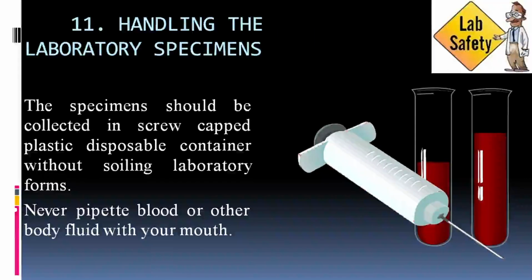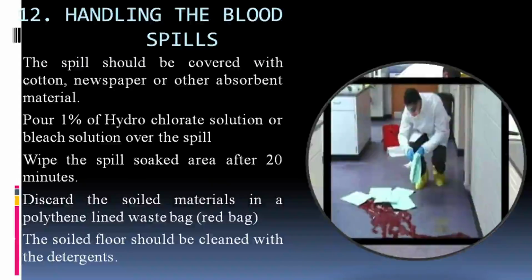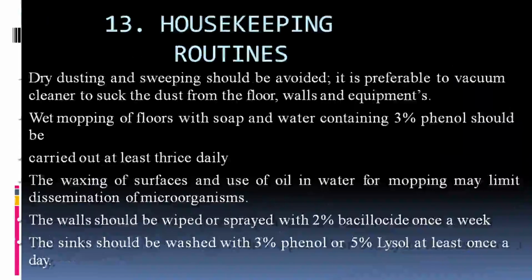11th is handling the laboratory specimen. The specimen should be collected in a screw cap plastic disposable container without soiling laboratory forms. Never pipette blood or other body fluids with your mouth. Then handling blood spills. The spill should be covered with cotton, newspaper, or other absorbent material. Pour 1% sodium hypochlorite solution or bleach solution over the spill. Wipe the spill area after 20 minutes. Discard the soiled materials in a red colored polythene waste bag. The soiled floor should be cleaned with detergents.